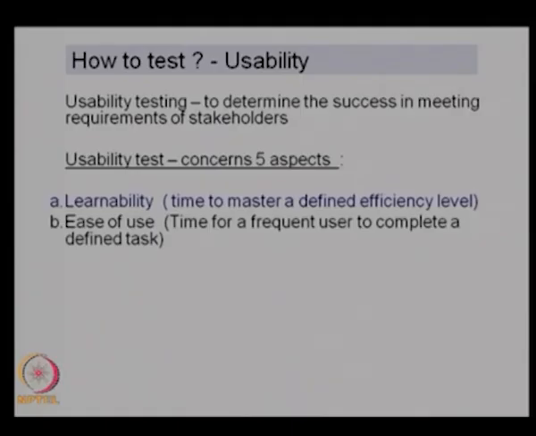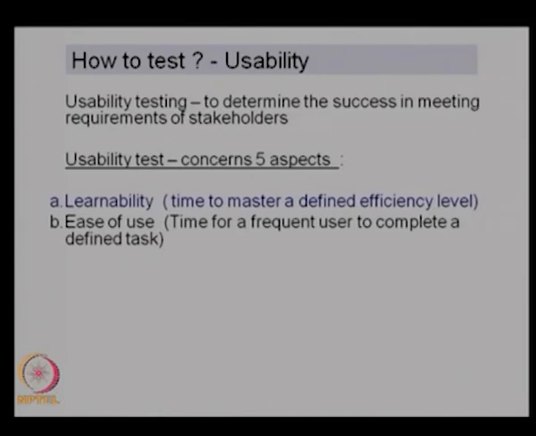There are users with various capabilities: some of them are very frequent users, some of them rarely use the system, and some of them are experts in the use of the system. So, we take a medium-level user, a frequent user, to complete a defined task and find out how much time he takes to complete a particular task. That actually gives us the ease of use of the system.